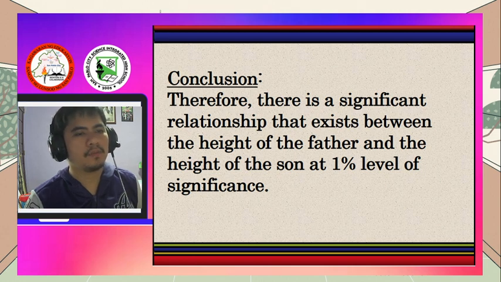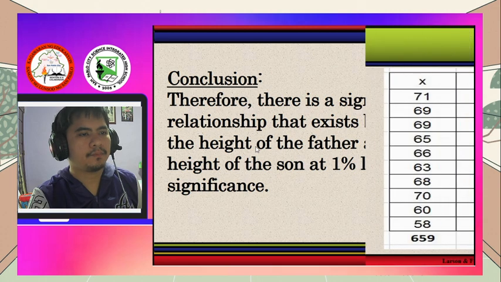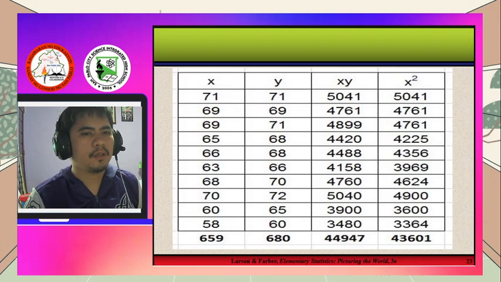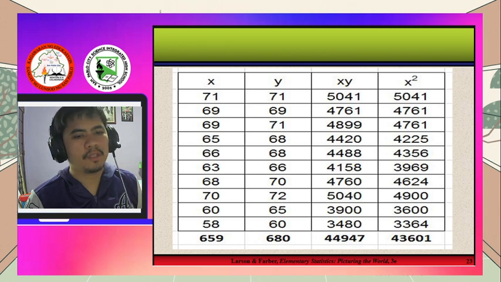So, since there is a significant relationship that exists, we can now make a prediction. So, let us make a regression analysis. We need a 4-column table. So we have summation of x, summation of y, summation of xy, and summation of x squared. So we have 659, 680, 44,947, and 43,601. Then let us solve for the value of the slope, which is b, and for the value of the y-intercept, which is a.